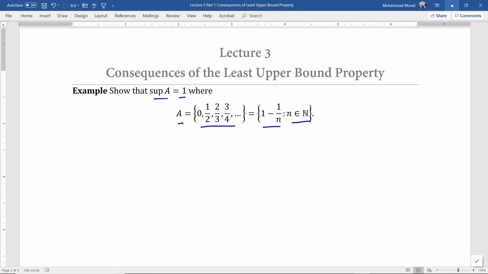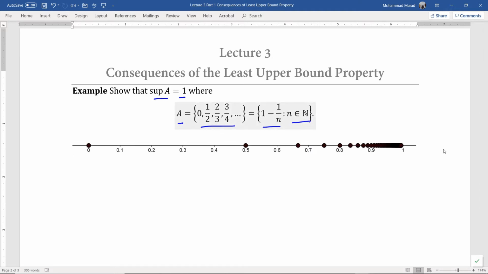If we plot the elements of the set A, we see 0 here, and a 1/2 here. Similarly, 2/3, 3/4, 4/5, and so on. However, it is not clear whether we get 1 in this set. We will prove that 1 is not in the set A.